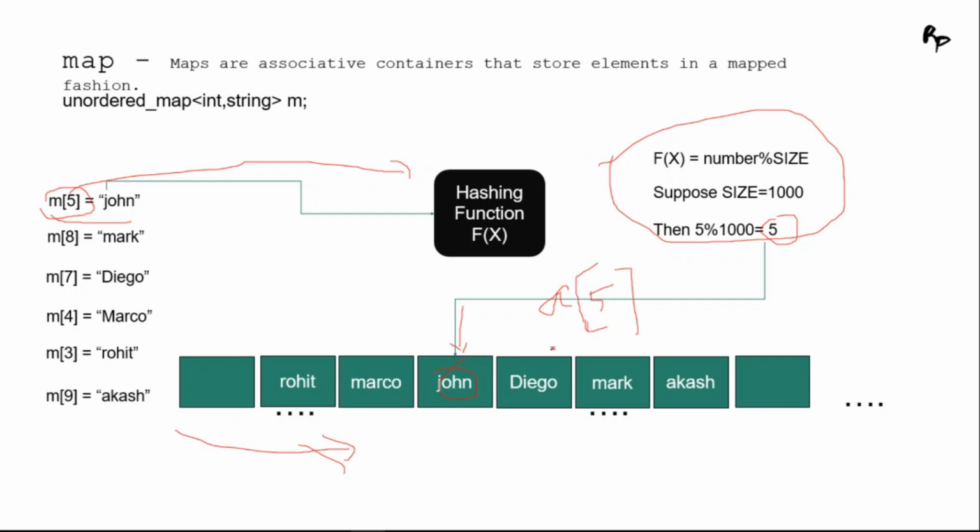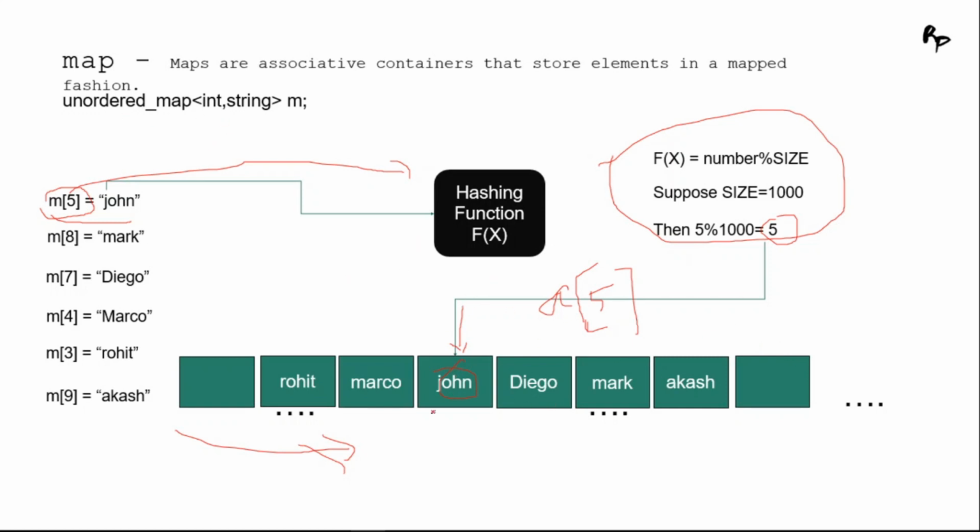How that is done is known as probing. Basically it is a hashing concept. There are various concepts: linear probing, quadratic probing, double hashing and many more to avoid these collisions. This is also known as collision. We'll be finding another index, then we'll store it there. So here's a lag in the unordered map.